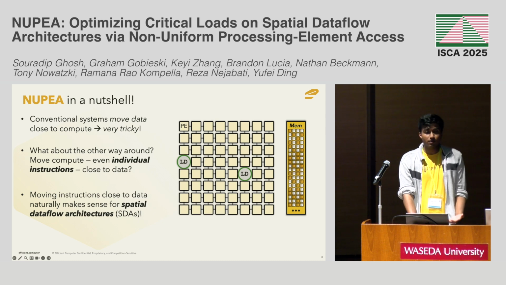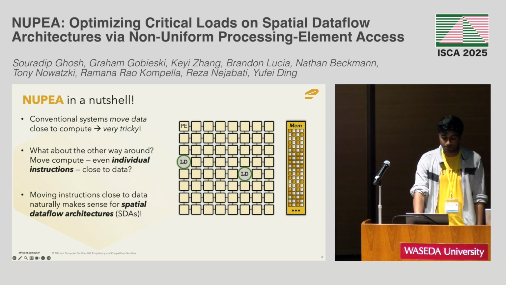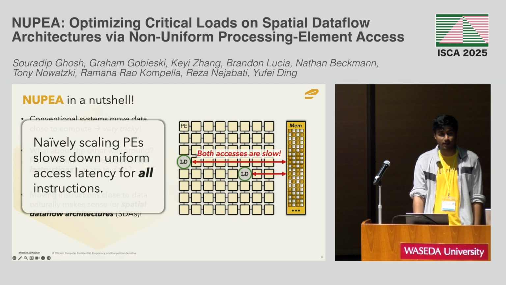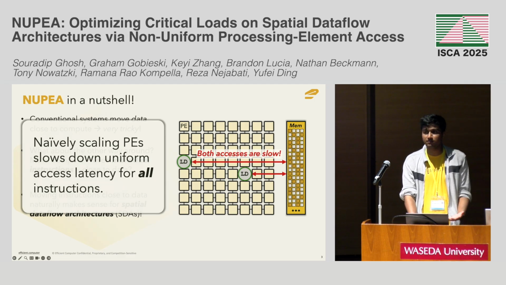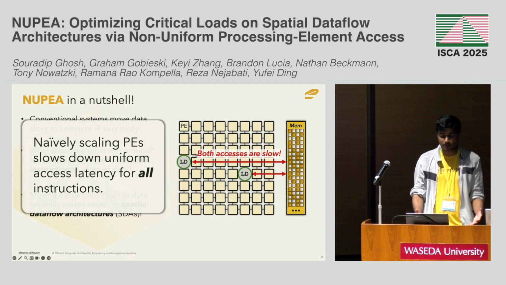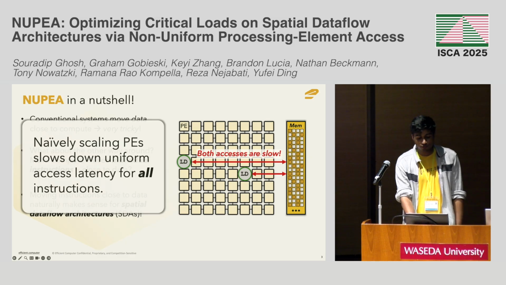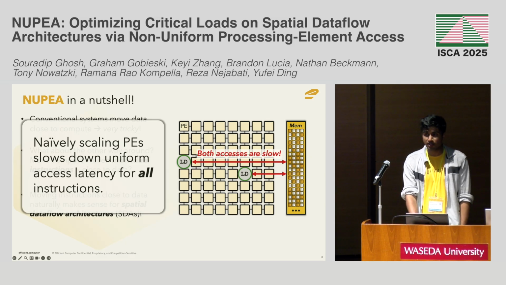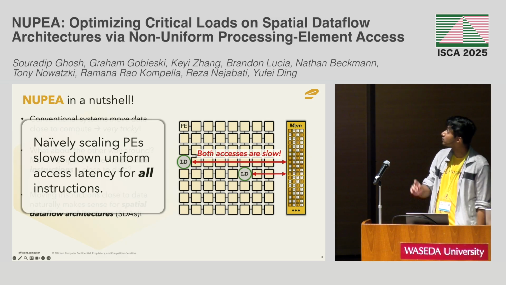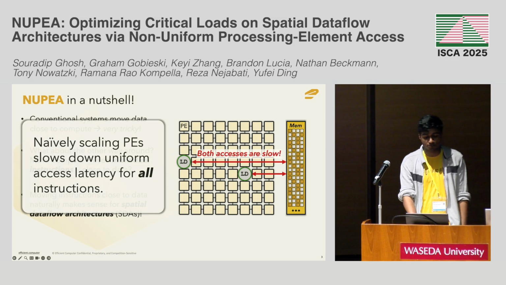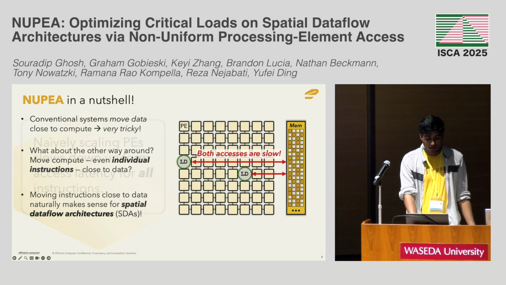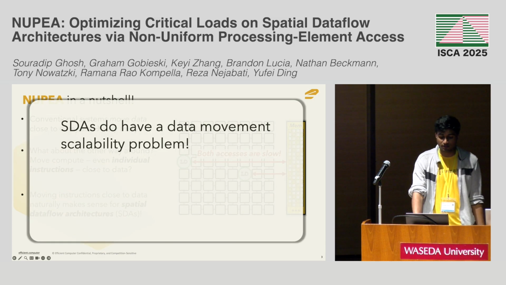Now, what if we scaled our compute up to a lot of PEs? This time, let's have these two loads access memory. Unfortunately, both of these accesses are going to be slow. And why is that? If we naively scale to a large architecture, the uniform access latency will need to slow down to handle the worst case, which is this load that crosses the entire grid of PEs to get to memory. Which means we're going to slow down all memory instructions. And so SDAs do have this data movement scalability problem.